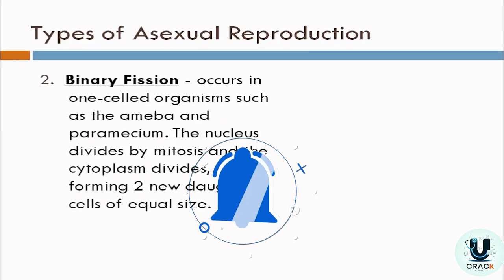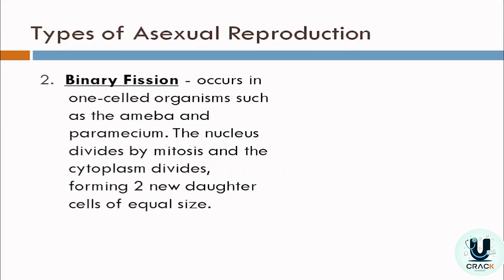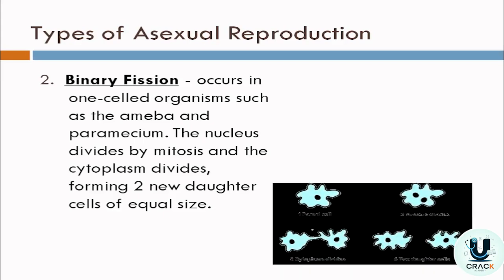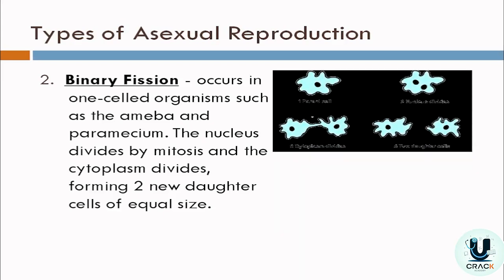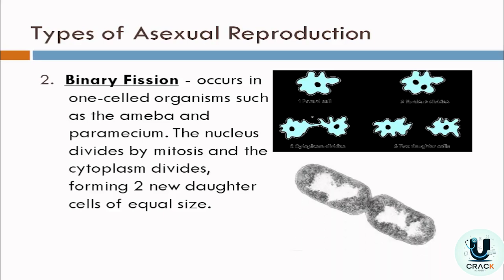Second one, binary fission, occurs in one-celled organisms such as amoeba and paramecium. The nucleus divides by mitosis and the cytoplasm divides, forming two daughter cells of equal size. Look at the first, the parent cell. In the second picture, the nucleus has divided, and in the third picture the body of the cell is also divided. In the fourth picture, you can see the two daughter cells have separated. This is a microscopic observation.